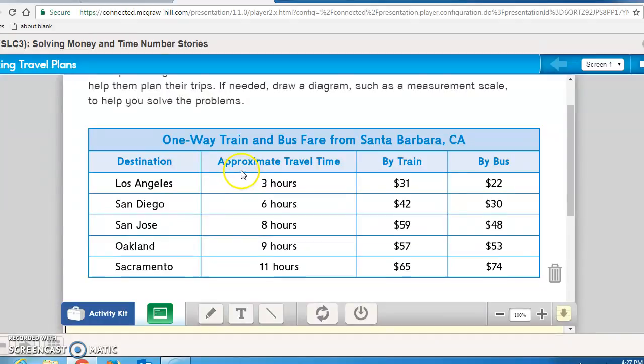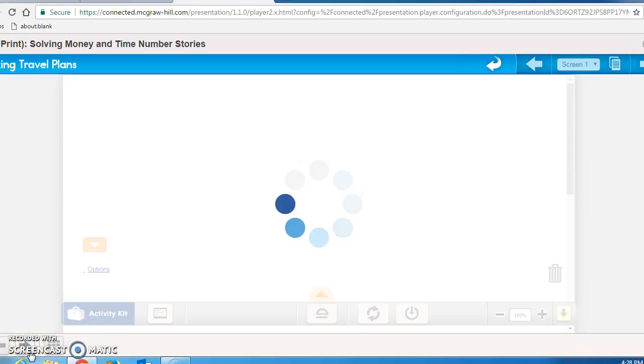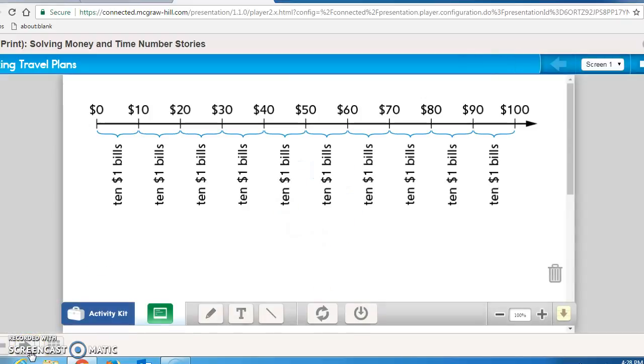Please turn to that page and look at the diagram so that you can see that the destination was Los Angeles, the approximate travel time was 3 hours, by train it was one price, $31, and by bus it was another price, $22. Please pause the recording now and turn to Math Journal page 128 if you haven't already done so.